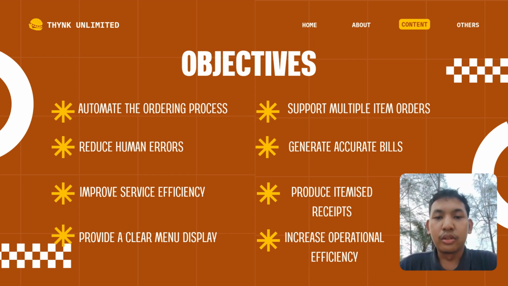Alright. So in our system, we also have the objectives. First, we have automate the ordering process. Second, reduce human error, improve service efficiency, provide a clear menu display, support multiple item order, generate accurate bill, produce itemized receipt, and lastly we have increase operational efficiency. So this is our objective.